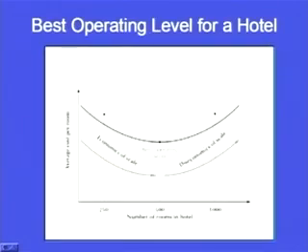Now on your screen you see a best operating level for a hotel. On x-axis it's the number of rooms in hotel, and on y-axis we have the average cost per room. So, the average cost per room is decreasing.